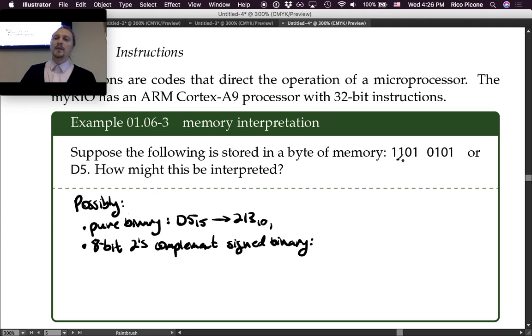In which case, we look at this thing, the first bit is a 1, so what do we know? It's negative. It's a negative number. If we convert it into base 10, it would be negative 43 in base 10.